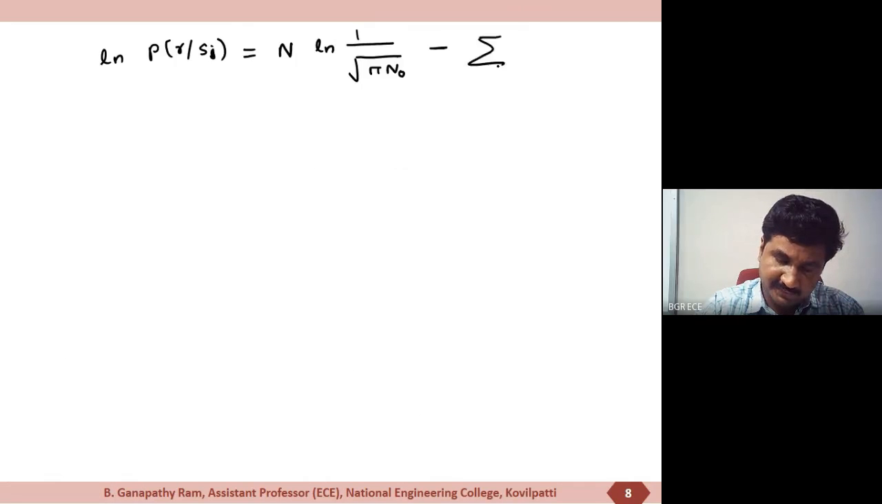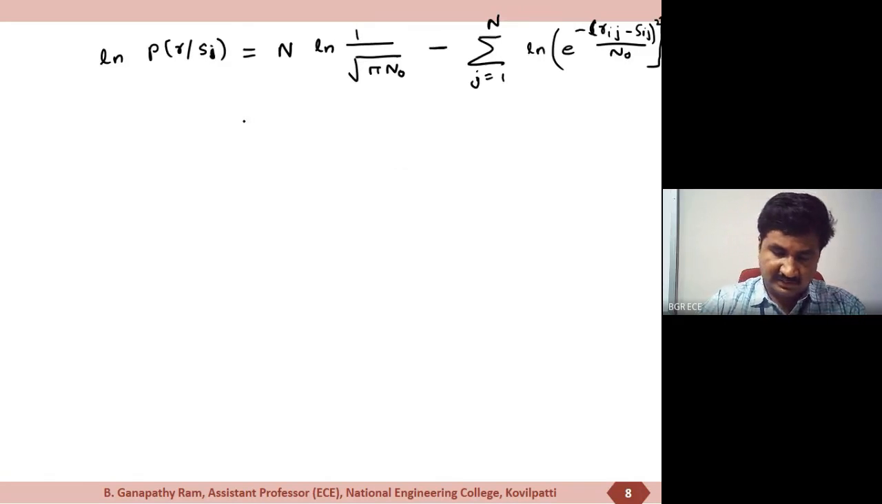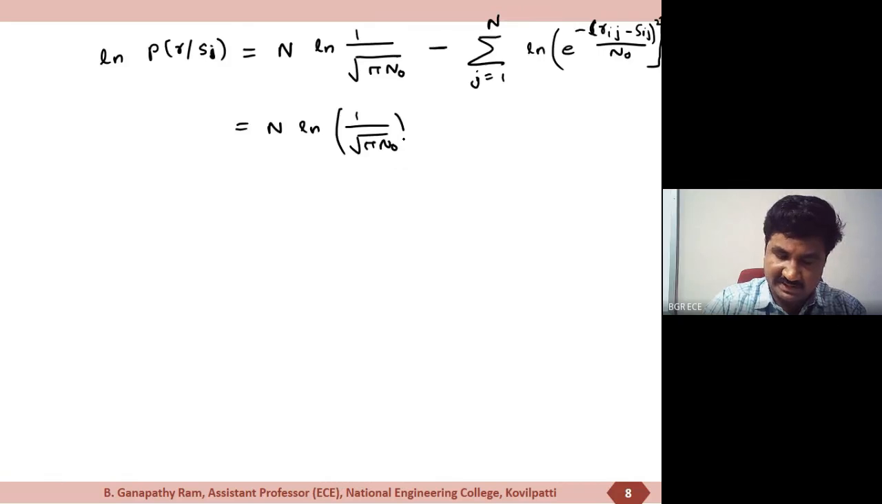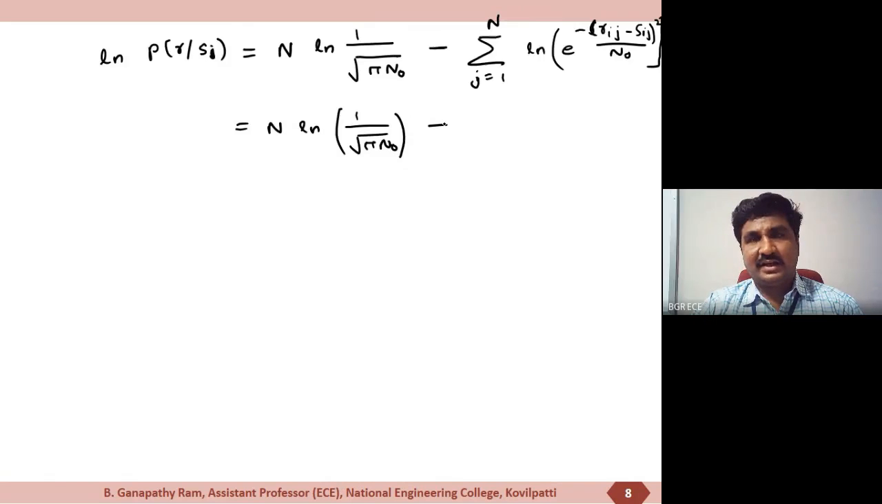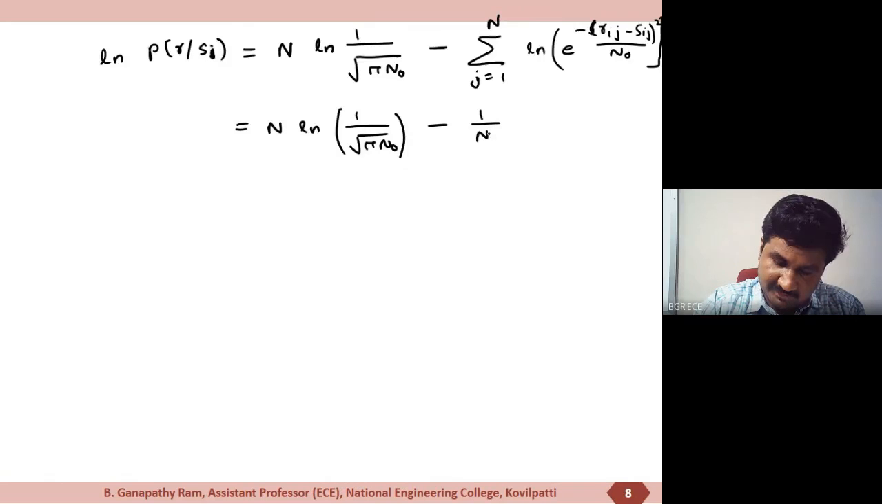So summation of j is equal to 1 to n of ln of e to the power of minus rij minus sij the whole square divided by n naught, which can be written as n into ln of 1 divided by square root of pi n naught, and the natural logarithm of the exponential term will become 1 by n naught into summation of j is equal to 1 to n of rij minus sij the whole square.